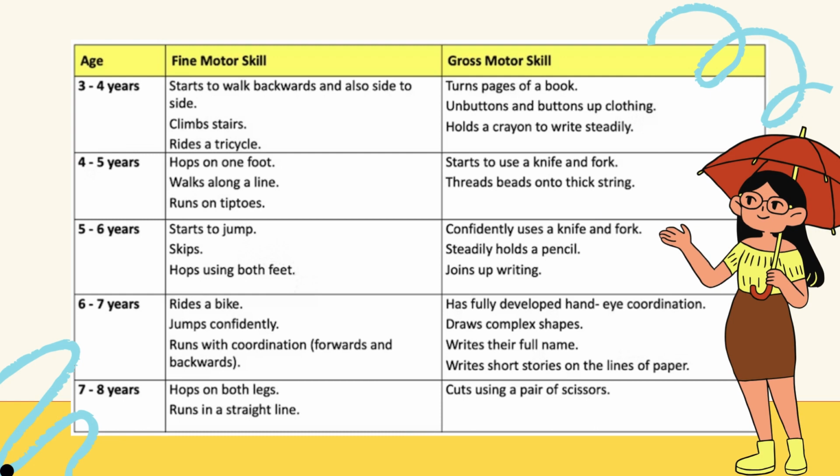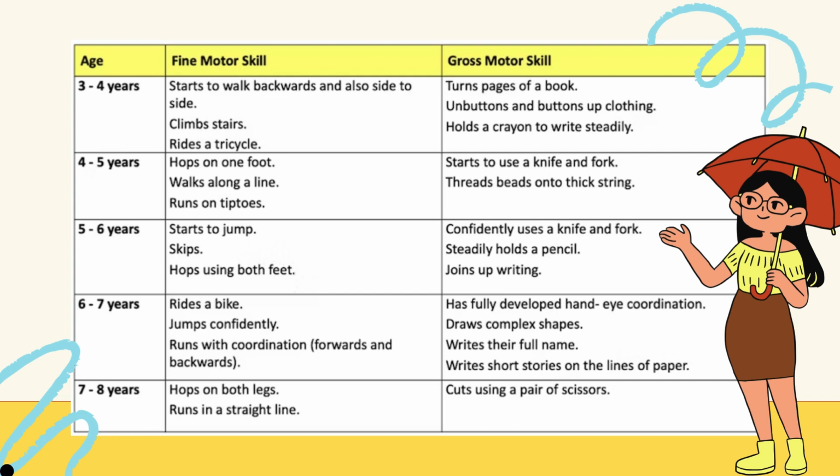These are some of the examples of normal developmental milestones. As for age 3 to 4 years, their fine motor skill include starts to walk backward and also side to side, climb stairs, and rides a tricycle. As for gross motor skill, it includes turns pages of a book, unbutton and buttons up clothing, as well as holds a crayon to write steadily.